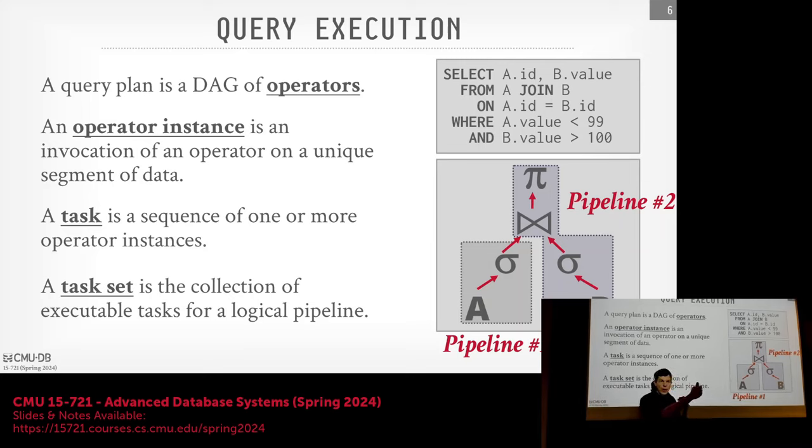Again, we'll see why this matters when we start doing operator fusion and other techniques. Yes? Wouldn't it allow you to potentially start executing the join on another thread or another CPU core while you're still executing the two filters? So you're saying, couldn't you start running the join at the same time where you're still scanning A and B?